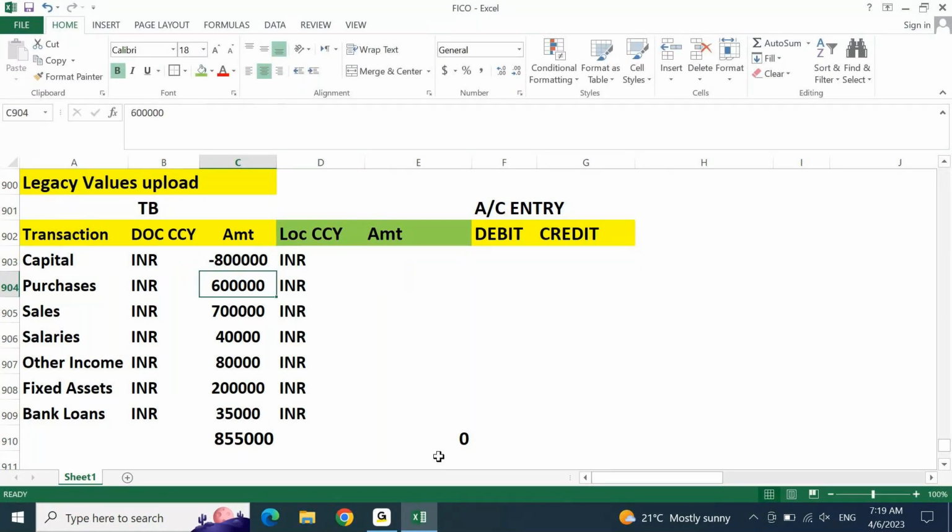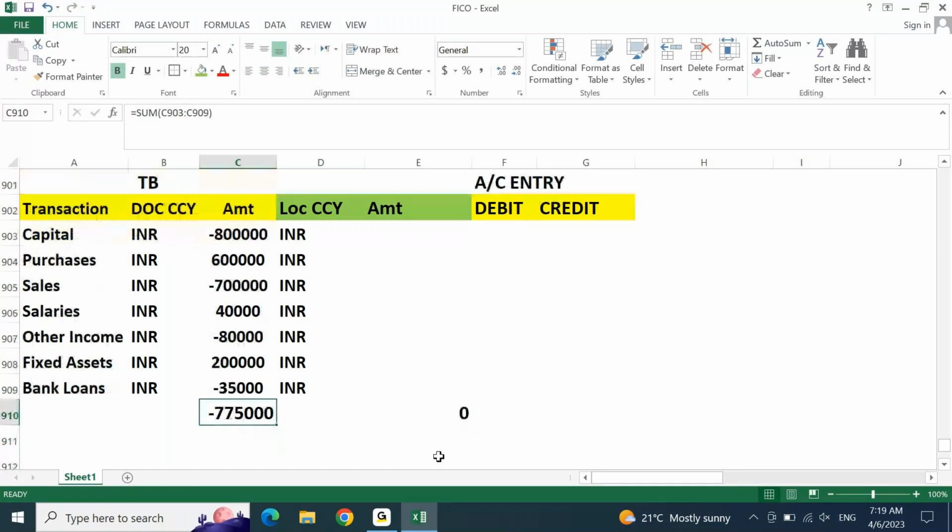What about purchases? Positive. Purchase is an expense. Expense is always debit, positive. Sales? Negative. Sales is an income. Income is always credit, negative. Salaries? Positive. Salary is an expense, and expense is always debit. Other income? Negative. Fixed asset? Fixed asset is positive. Bank loan is negative. Now we have to ensure that this sum becomes zero.